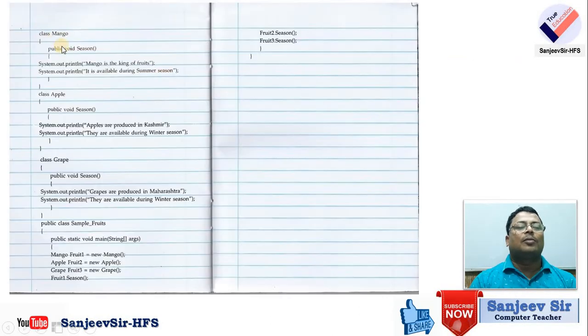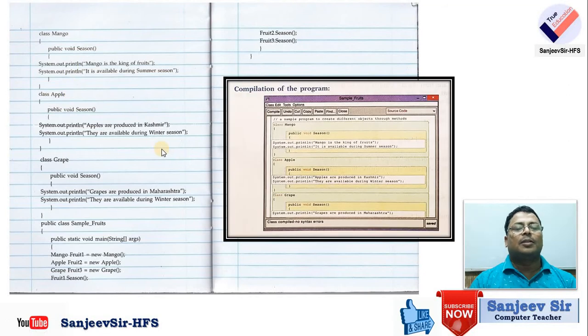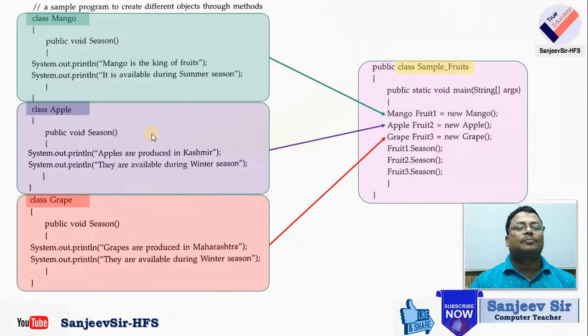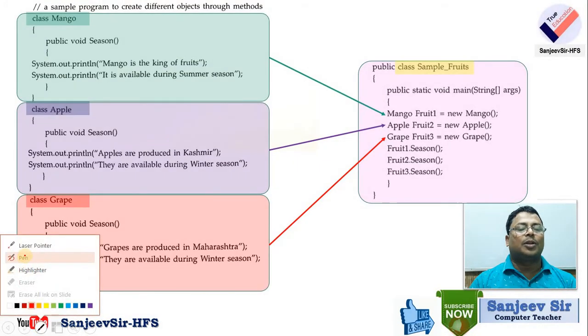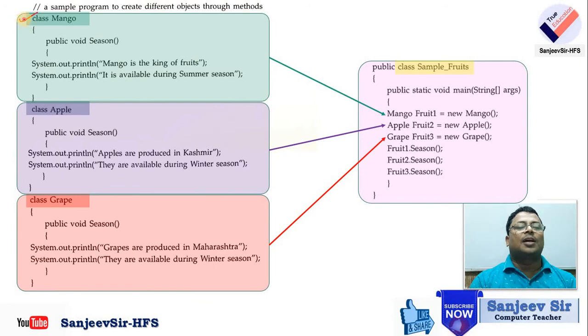So you see here, I think we have to choose the pointer. Class mango will have one method, season. Another class, apple, will also have the method season. Here grapes is the class name with the method season.